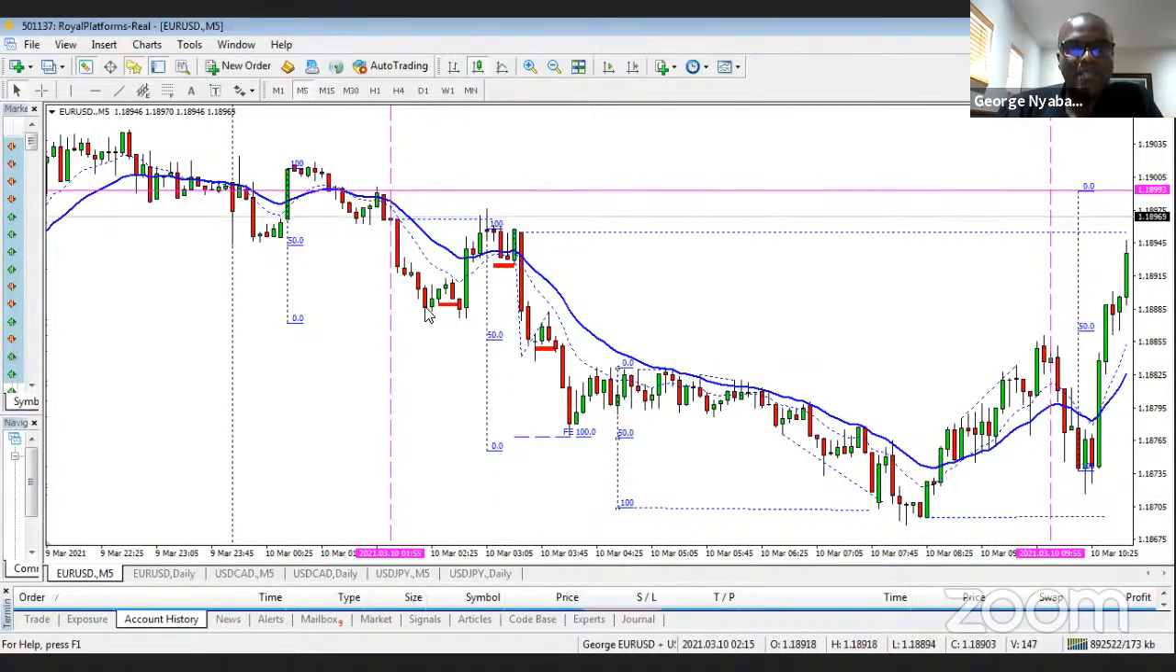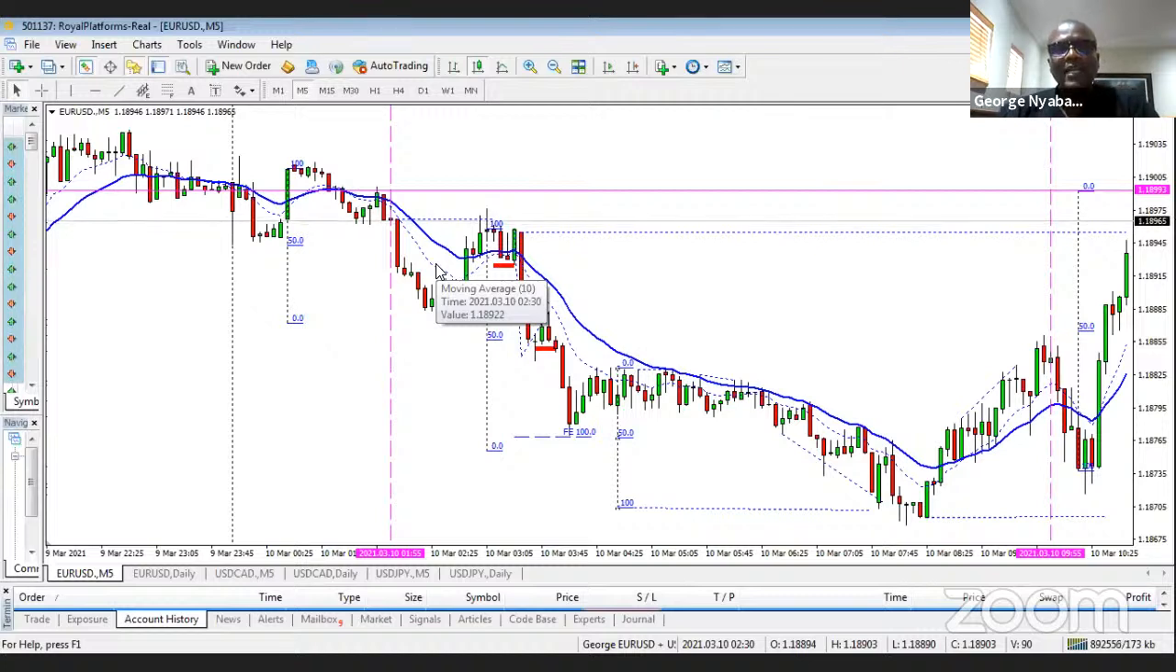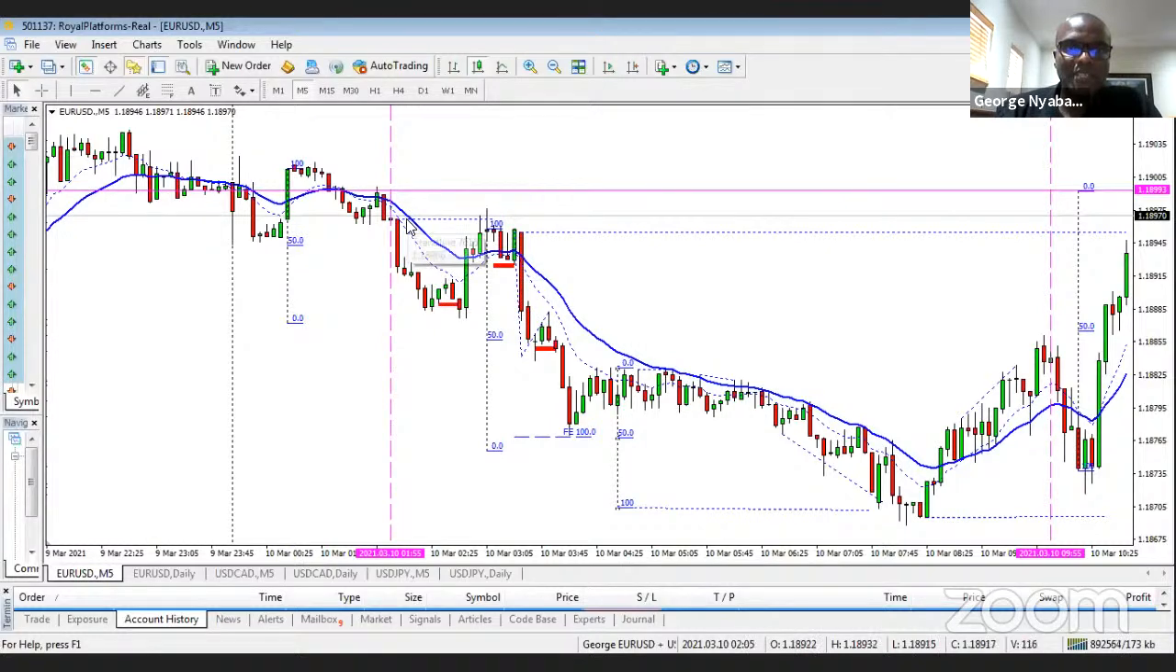So the pullback that I wait for after seeing this breakout is a pullback to the EMA. Now you see I have the solid blue line is my 20 EMA, that's my primary trading line, but I also have put in for instruction purposes the 10 EMA because that's a dynamic trend line that shows me the pace, the strength of any breakout. So as long as the market bounces off that, I know the breakout is pretty strong.